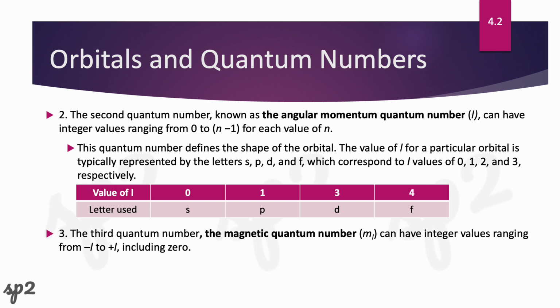Okay, now for the third quantum number, which is known as the magnetic quantum number, ml, this is going to be integer values ranging from negative l all the way to positive l, and we also need to include 0. This quantum number describes the orientation of the orbitals in space.